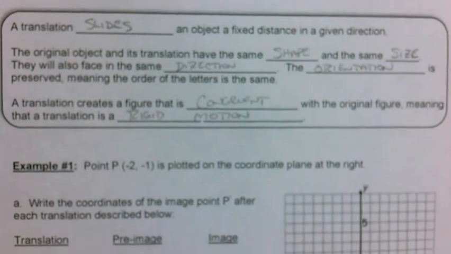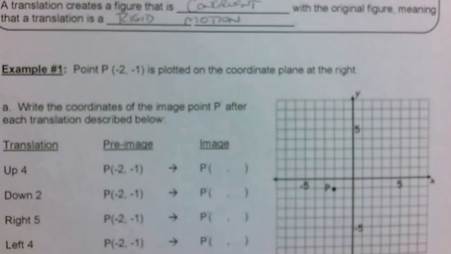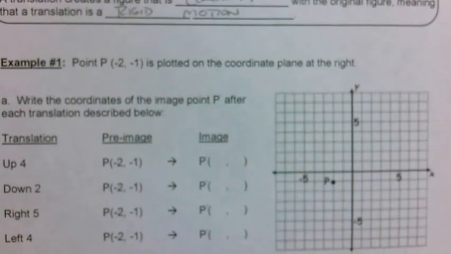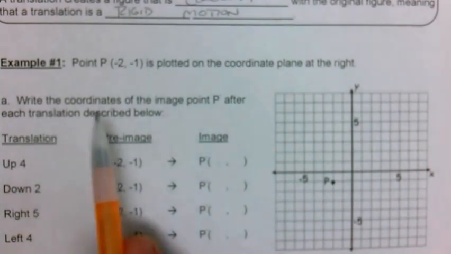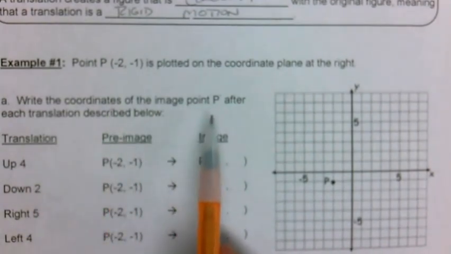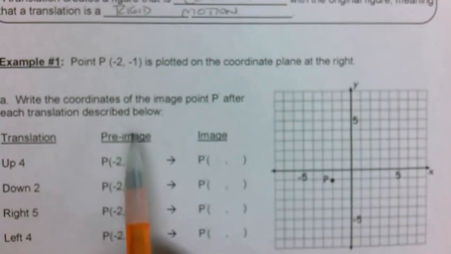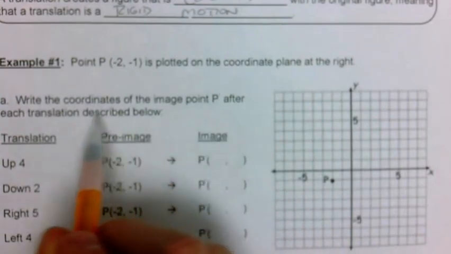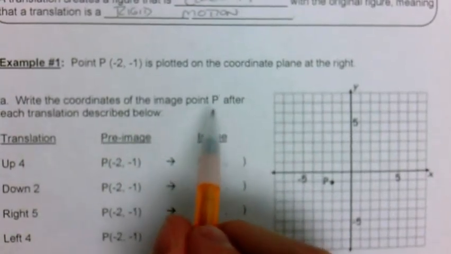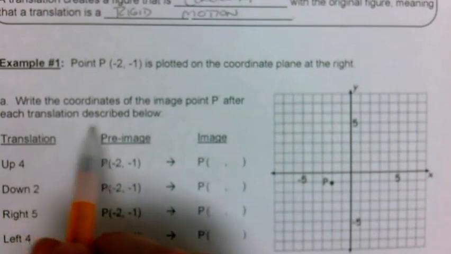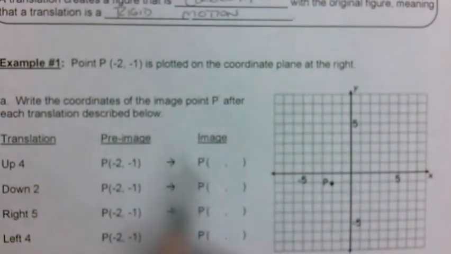In example number 1, we're going to practice translating a point. The point that we're going to translate is point P, which is located at -2, -1, found right here on our graph. I want you to write the coordinates of the image point P prime after each translation described right here below. So here's our pre-image. It's found at -2, -1 in each case.